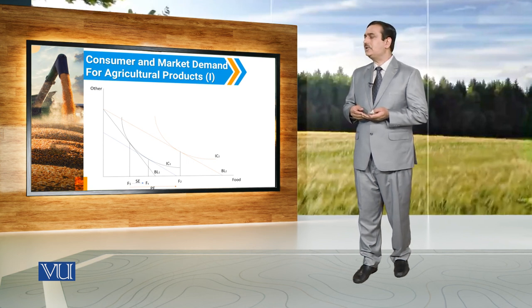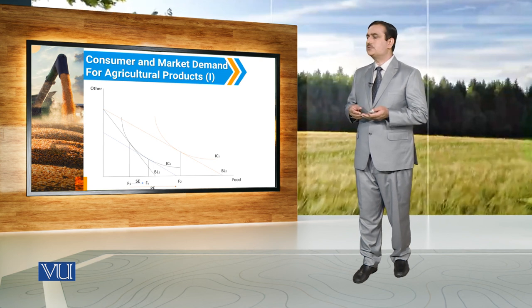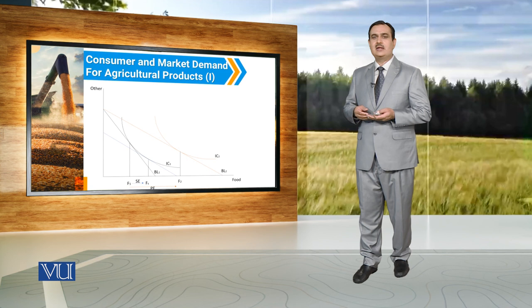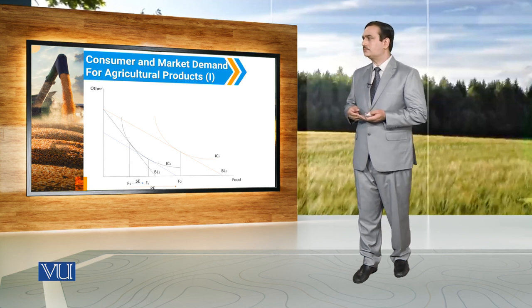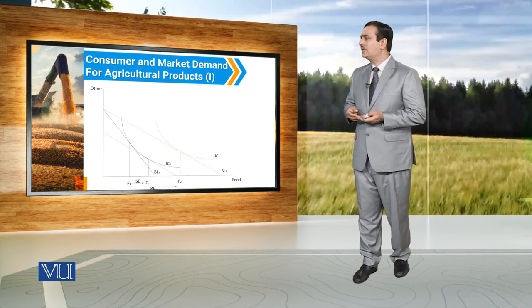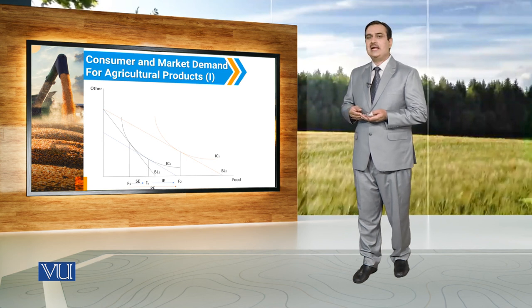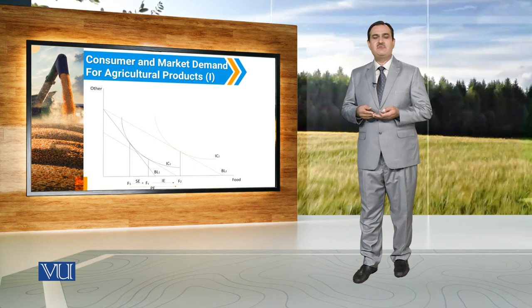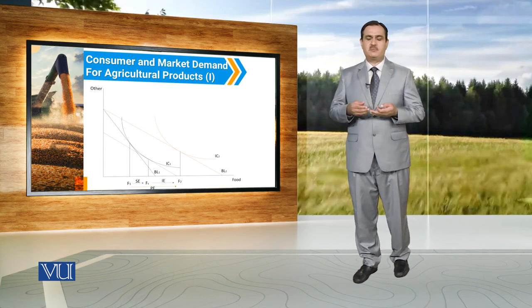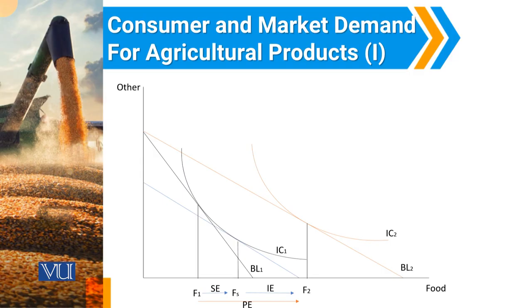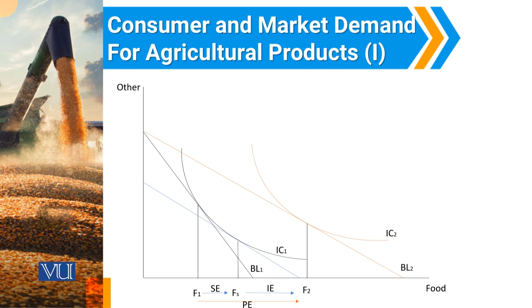Okay, to sustain his level of satisfaction, the consumer substituted the other commodity with food when the price of food decreases. The movement from FS to F2 is called the income effect. When the price of food decreases, in fact, the real purchasing power of the consumer increases, and because of that increase in real purchasing power, the consumer starts using more quantity of food. So the price effect can be divided into two components. One is the substitution effect and the other one is the income effect.